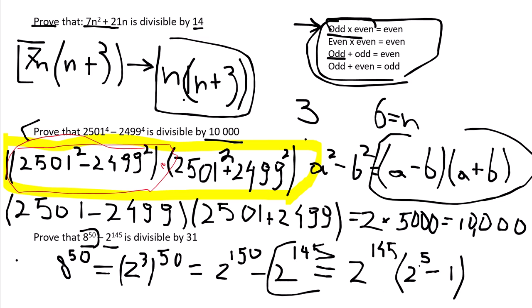Now you can calculate 2 to the power of 5 is 32, so you get 32 minus 1 equals 31, and we get our factor, we get our divisor, right? So in this expression you get 2 to the power of 145 times 31, and again, if it's multiplied by 31, it is also divisible by 31.